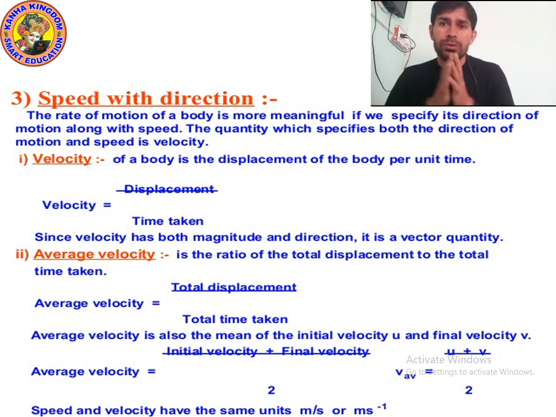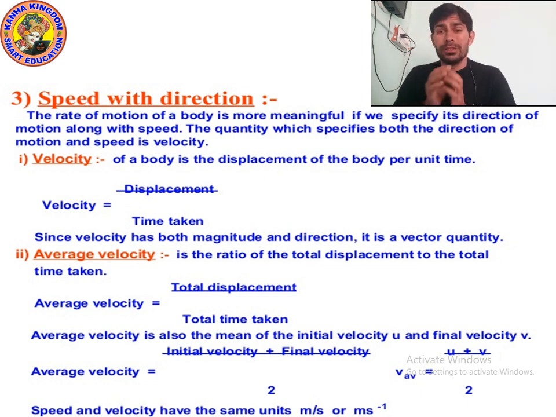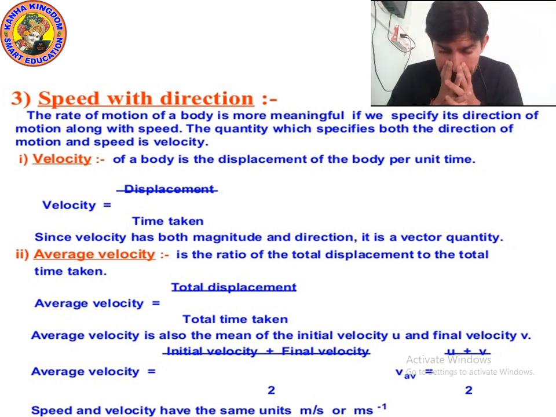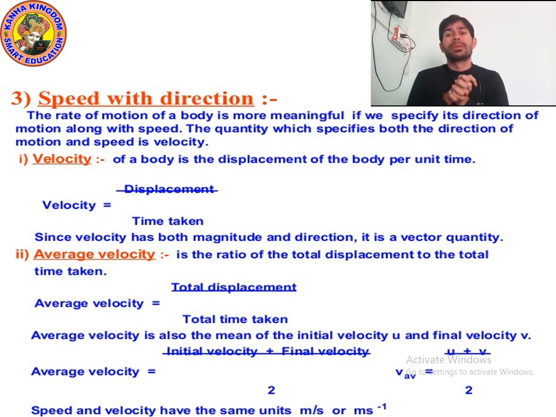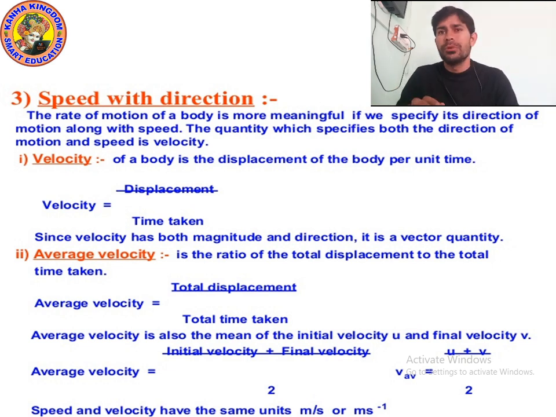As you know, what is motion? Motion is change in position of an object with respect to time, or you can say change in position of the body with respect to time. Whenever motion happens, position changes. And you know that there are two types of motion, uniform motion and non-uniform motion.